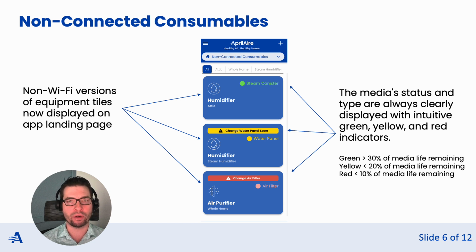And as you can see here, the tiles have been updated for non-connected products. There's green, and there's yellow, and there's red indications. This all helps the user know when it's getting close to replace their media or when it's time to replace the media itself.